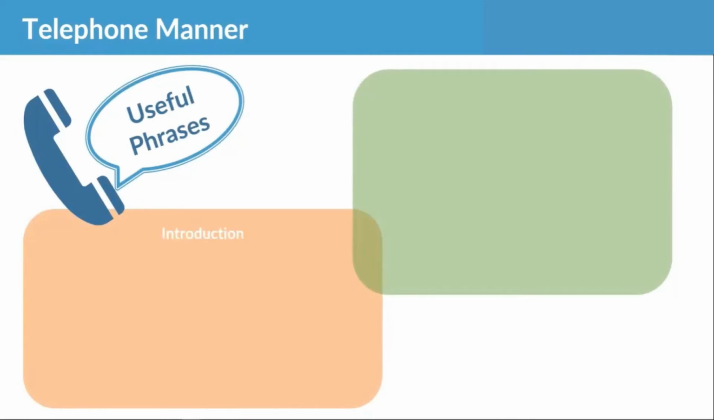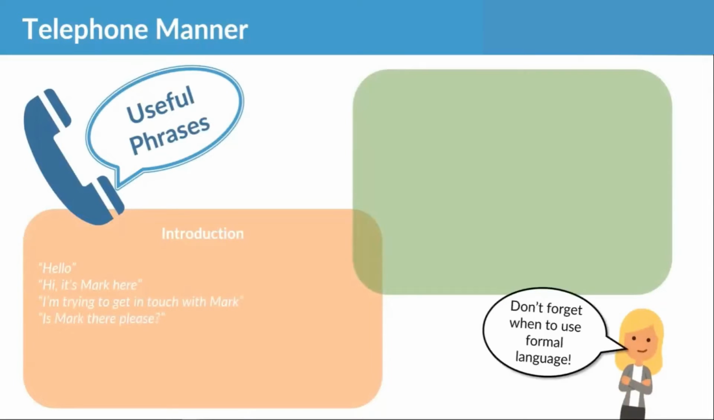And let's start with the introduction. And of course, you could answer by saying, hello, the most obvious. Hello. Or hi, it's Mark here. I'm trying to get in touch with Mark. So if you are the caller, I'm trying to get in touch with Mark. Is Mark there, please? But of course, don't forget when to use formal language.